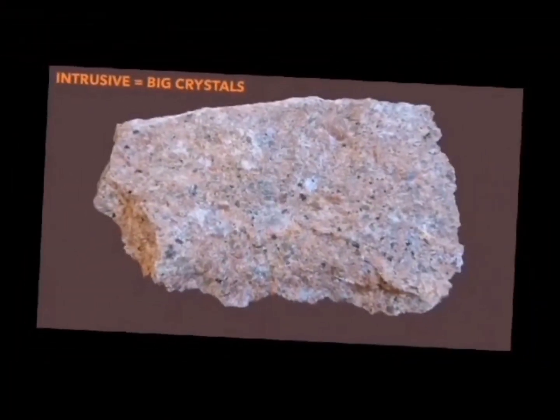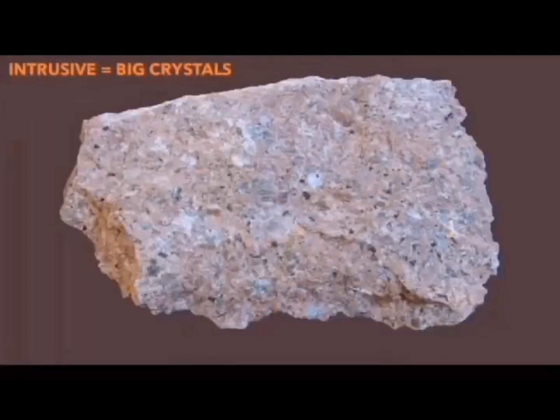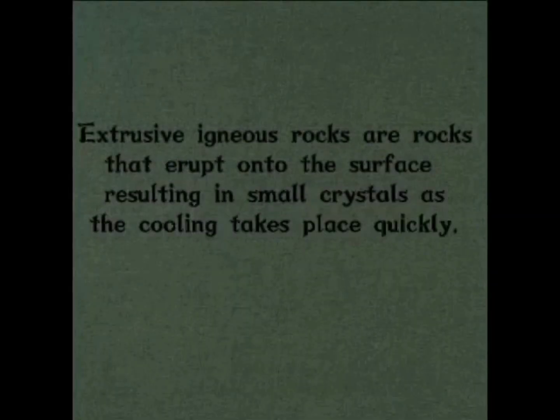You'll notice that it's speckled. All of these speckles are different mineral crystals. The black is biotite mica, the pink is potassium feldspar, the white is quartz. Extrusive igneous rocks are rocks that erupt onto the surface, resulting in small crystals as the cooling takes place quickly.